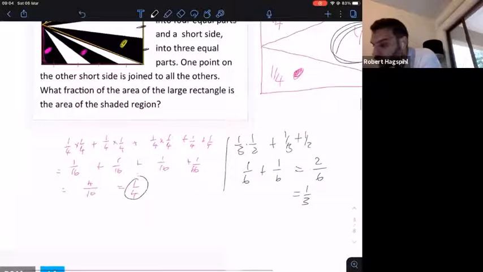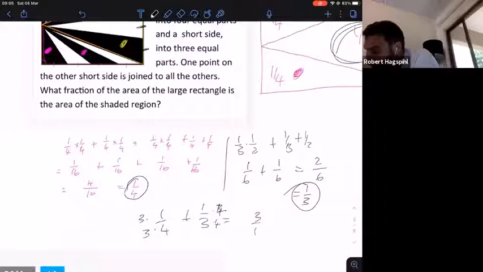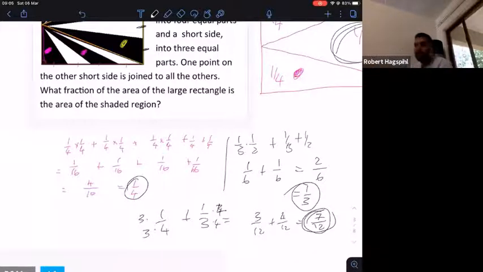And so all I need to do is add a quarter and a third. And I'm going to get to your question now, Tsepi. If I do that, I need to get the same denominators. I'm going to multiply by 4 and 3 at the bottom. And I'm going to get 3/12 plus 4/12, which is equal to 7/12. And that there is my answer.